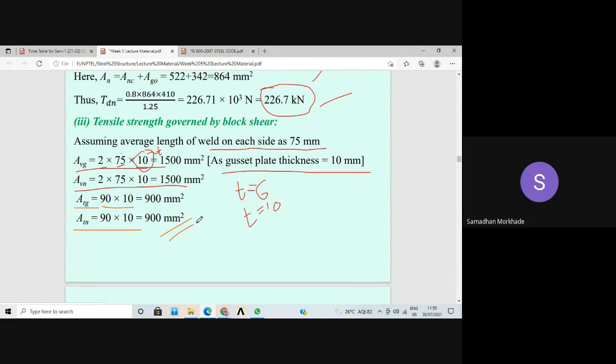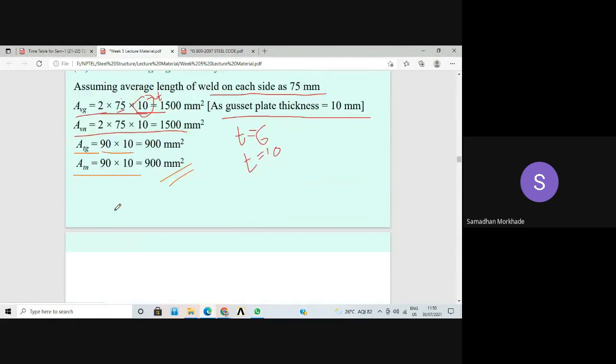Normally in any exam, your university exam or any competitive examination, the bolted connection of a tension member is discussed in more detail, because in welded connections it is as good as all gross area. So no net area comes into the picture in the case of welded connections.